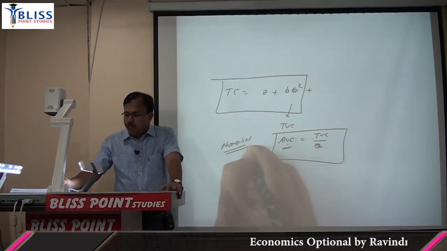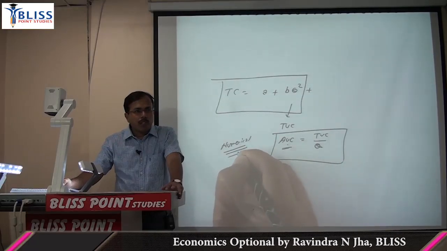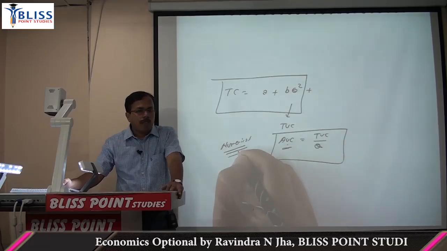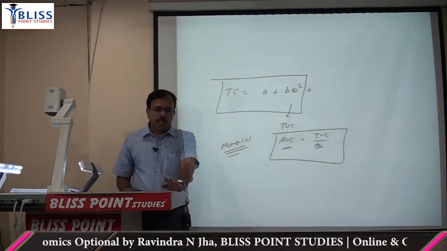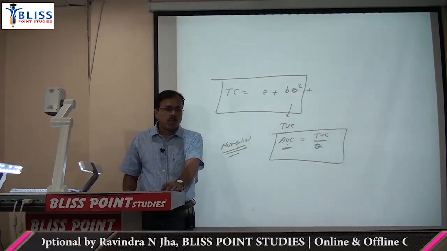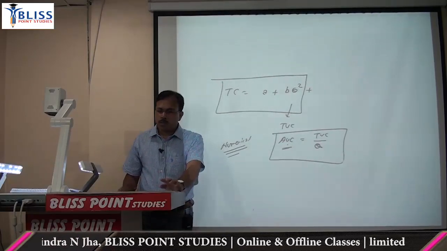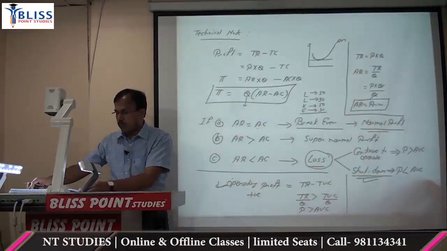But here in the first class, just remember what is shutdown price? Minimum point of average variable cost. When will a firm shut down? When total revenue is less than total variable cost. When will the firm continue to operate despite loss? When total revenue is more than total variable cost. So this is your second note which will be required.